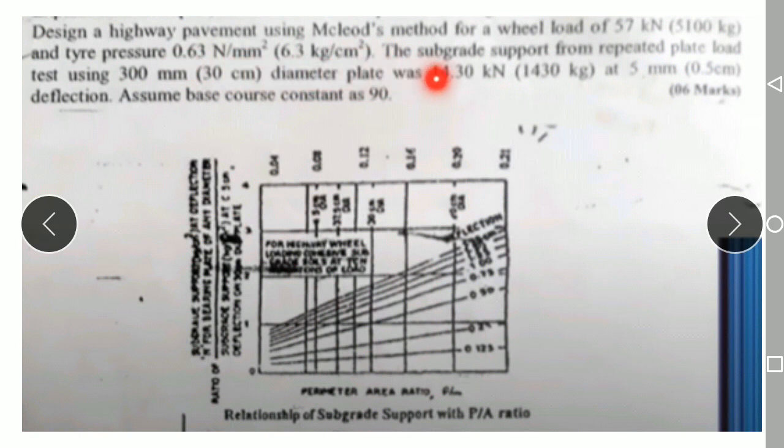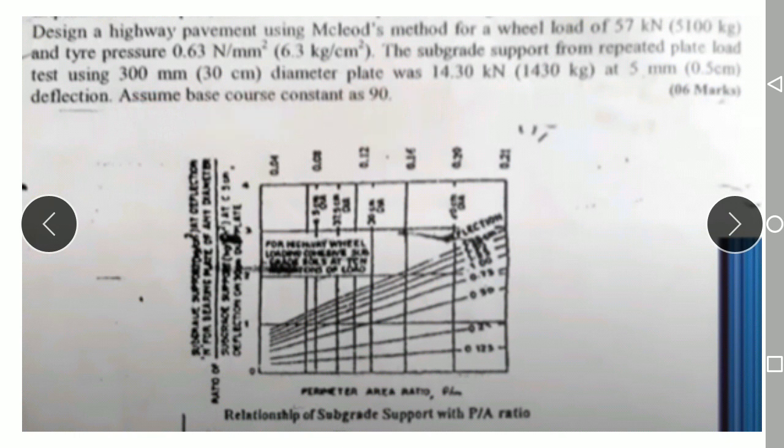That is 6.3, and the subgrade support from a repeated plate load test of diameter 30 centimeter, whatever the load which is acting on that plate, is given. It is not a Y value. Clear? The load acting on the test plate is given, at a deflection of 0.5 centimeter. Assume the base course constant as 90 here. So just see the difference. They have not given the other graph here in the question paper. They have given only one graph. In order to find out k, we need the other graph, but that graph is not given. They have given the constant k value directly here.